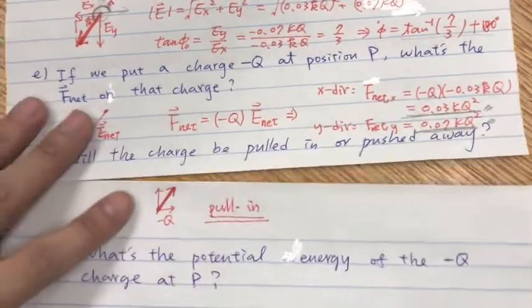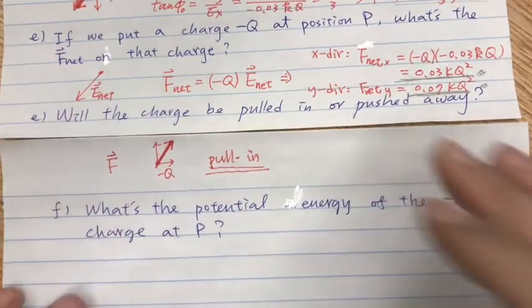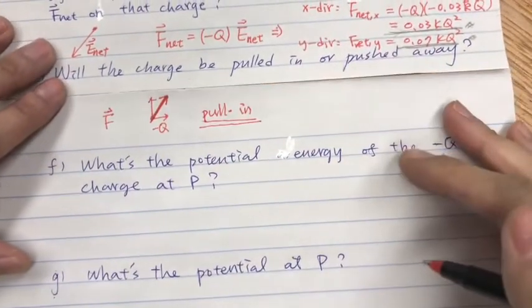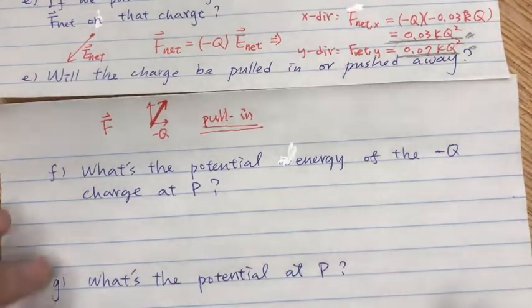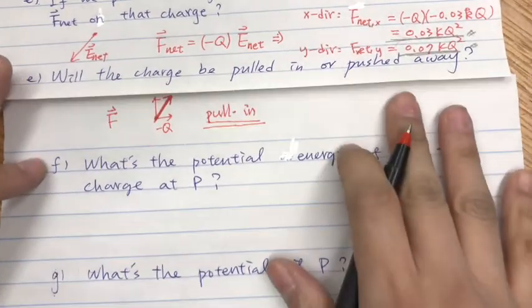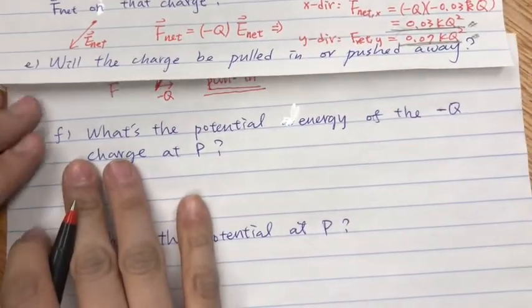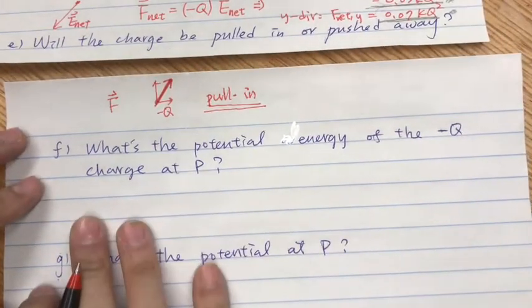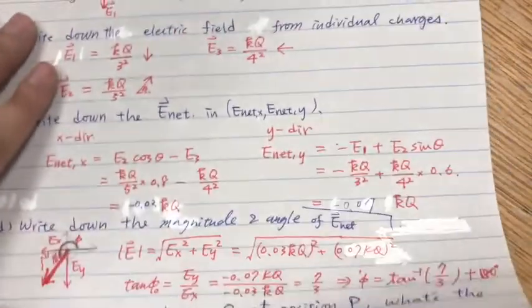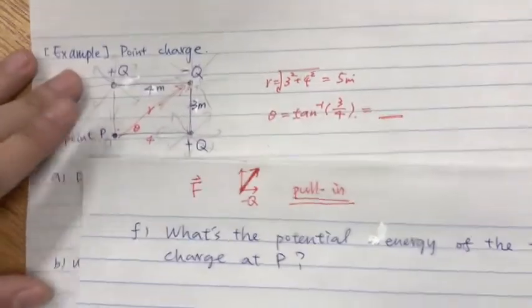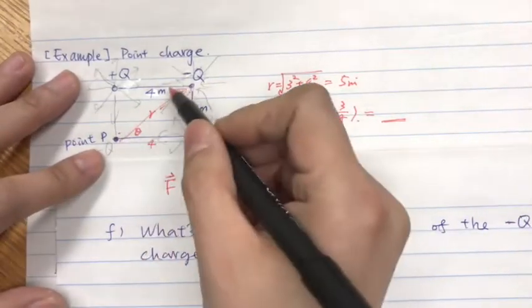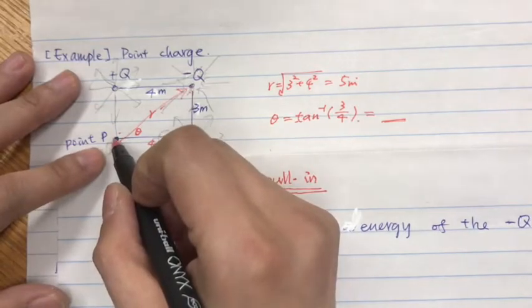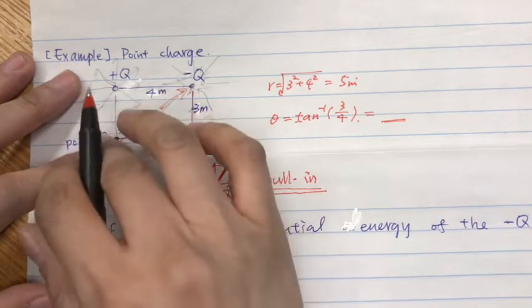Okay. So when you do this problem, try to imagine this and think about it. Make a very nice picture in your head. So this question is saying, what's the potential energy of a minus Q charge at P? All right, now this guy, we know this one wants to be pulled in, but what's its elevation? Like, what's its potential energy?